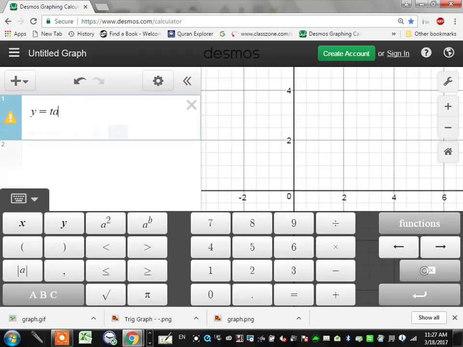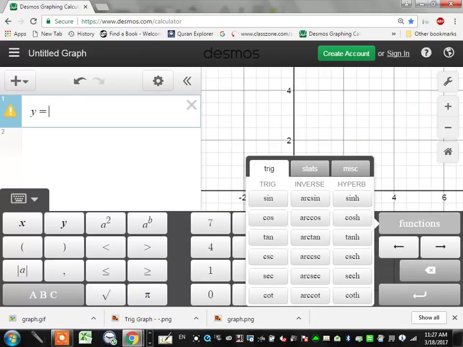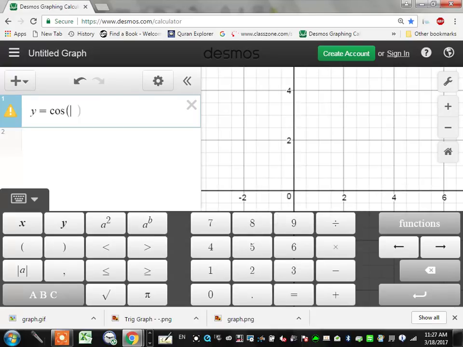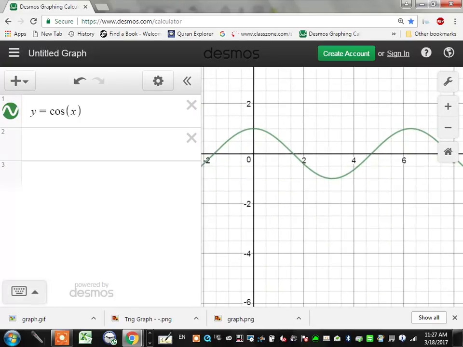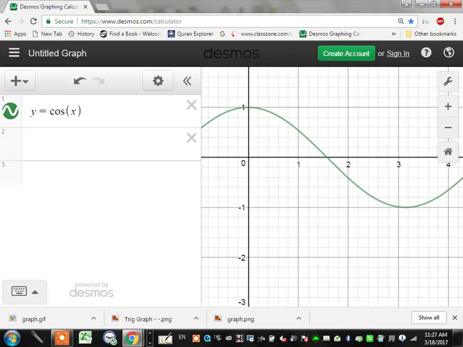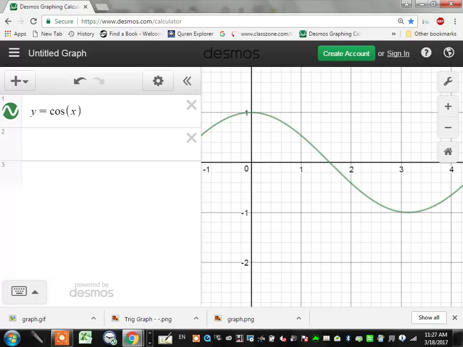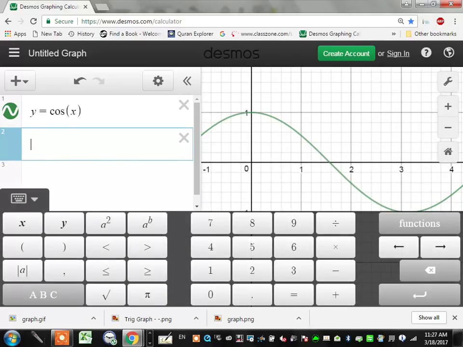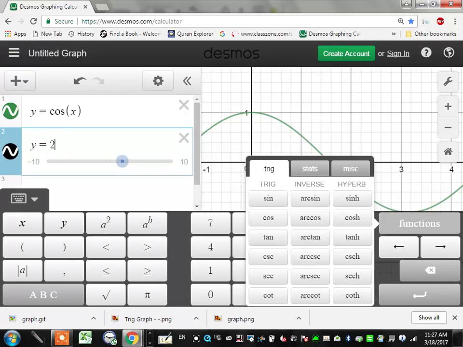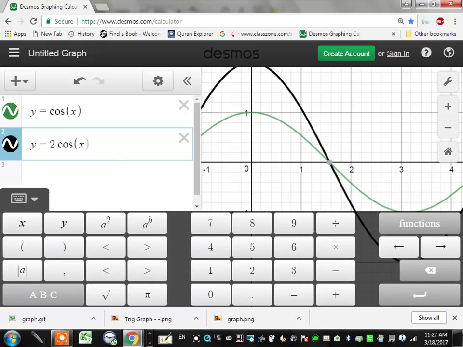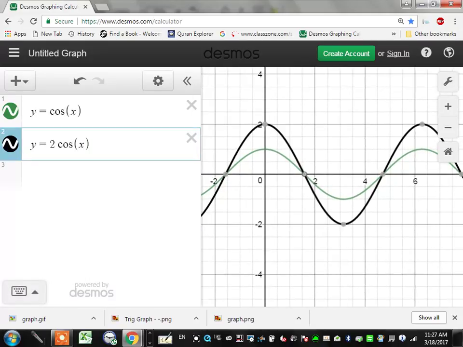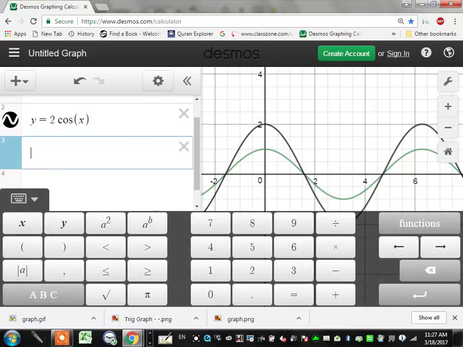So here's y equals cosine of x. Okay? You see this? And then this is y equals 2 cosine of x. Do you see this? It's still going to go through those 2 points. See, pi over 2, pi, 3 pi over 2, 2 pi. Does that make sense?